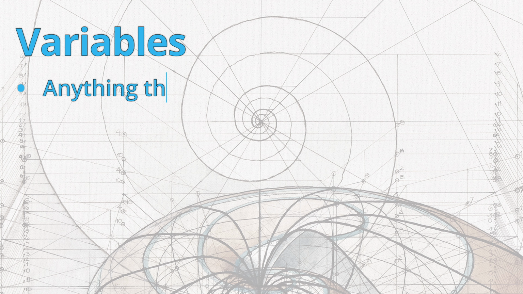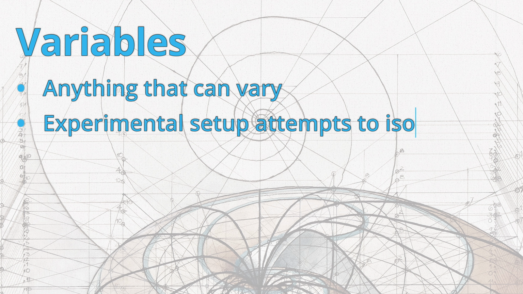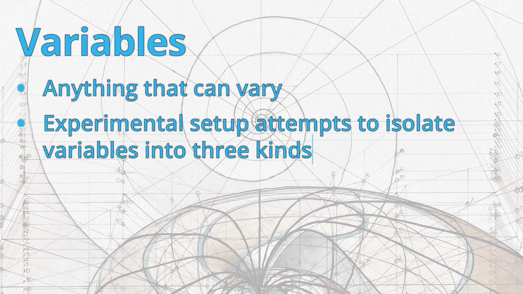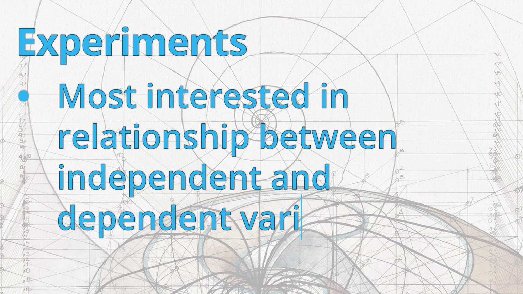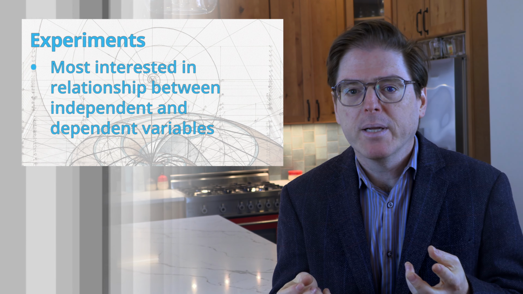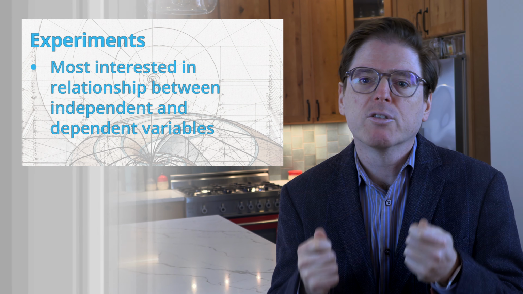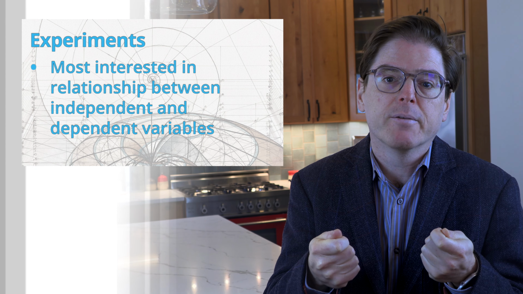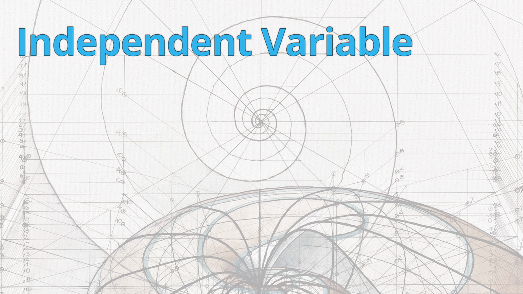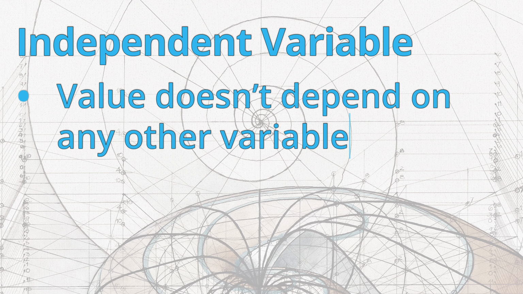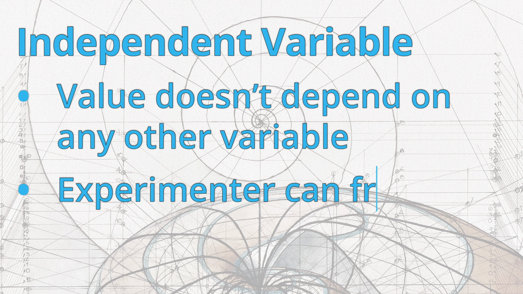Variables are anything that can vary or occur in different states. You can think of an experimental setup as a way to sort the variables in a phenomenon into three categories: independent, dependent, and controlled. The two variables you're interested in most are the independent and dependent variables. In an experiment, the independent variable is the thing you want to vary or be able to intervene on. It's called independent because your goal in setting up the experiment is for its value to not be dependent on anything else. It should be entirely under your control.